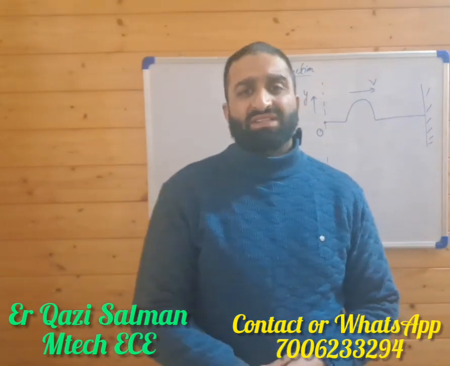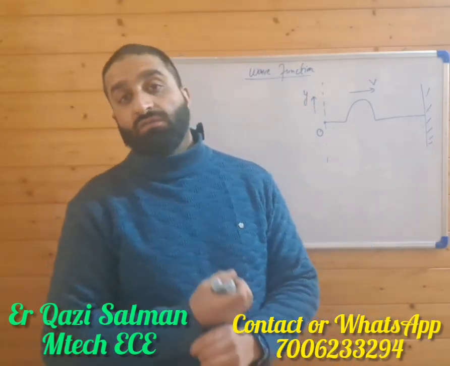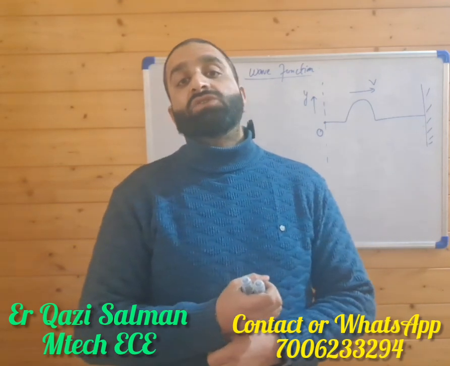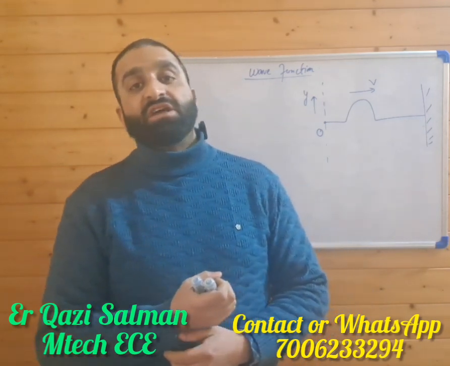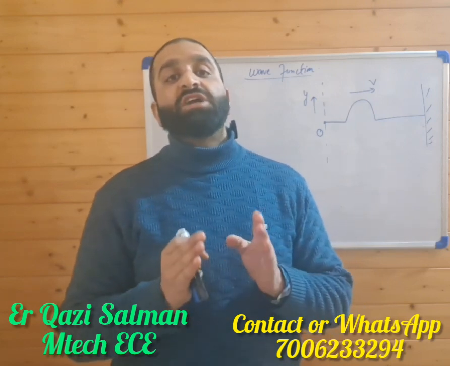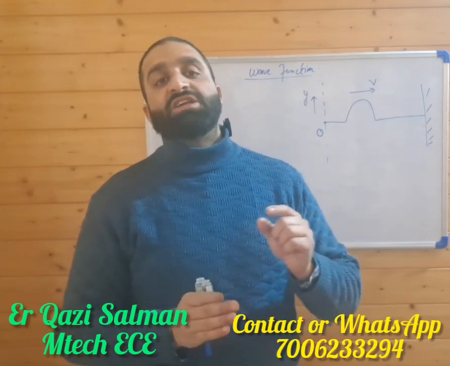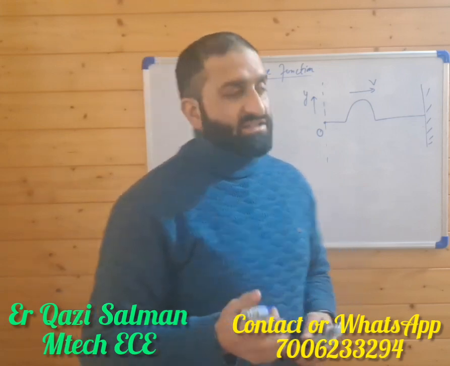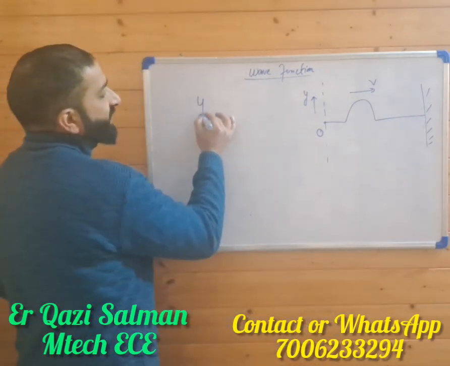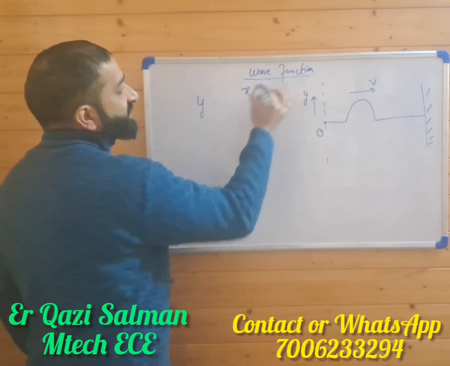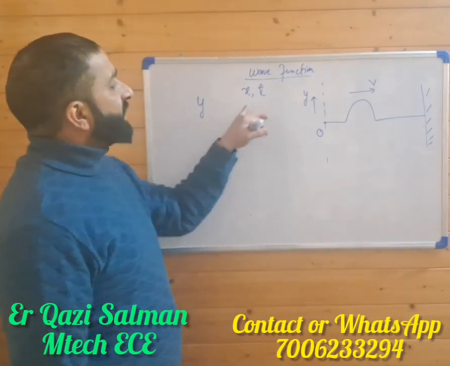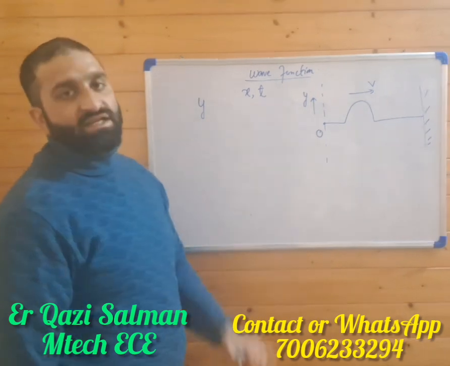In maths, we have constants and variables, but variables are of two types: dependent variables and independent variables. Independent variables are the variables which can change their value on their own, but dependent variables are the variables whose change in value depends upon change in another variable. For example, if y is a dependent variable and the change in y depends upon change in x and change in t, then y is a dependent variable, x is an independent variable, and t is an independent variable.